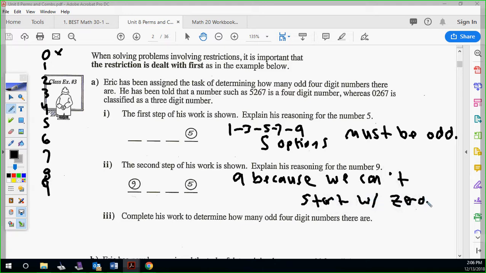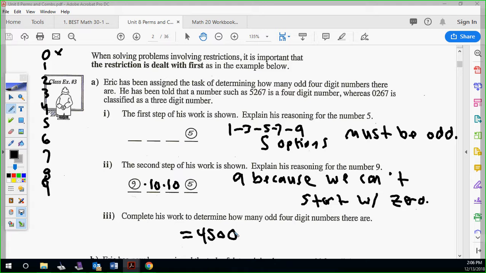Okay? So what goes in the middle? 10 and 10. The middles are fine. We can use all digits for the middle. Multiply those 4 numbers, we will get the number of odd 4-digit numbers that doesn't start with 0. Okay? 4,500. Any questions?